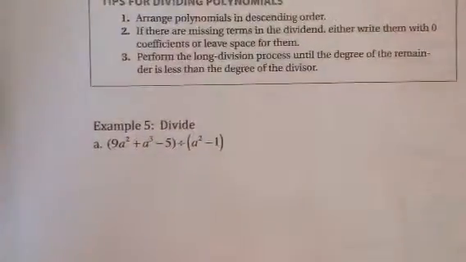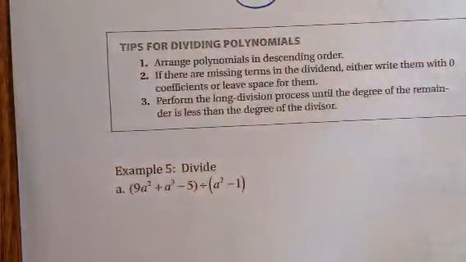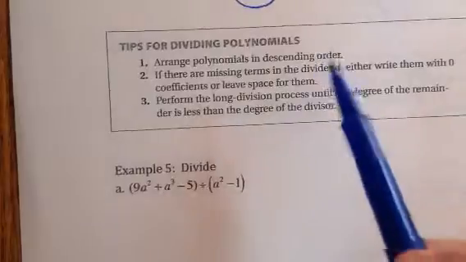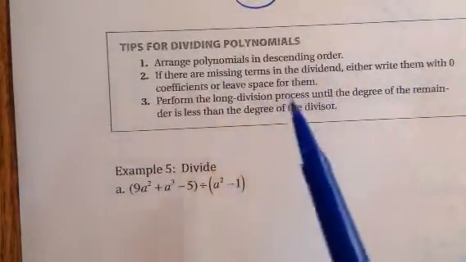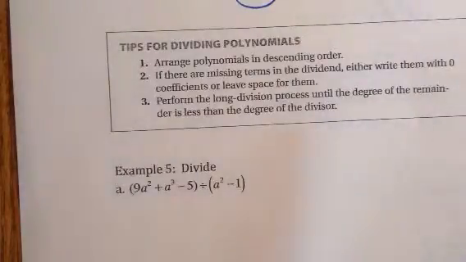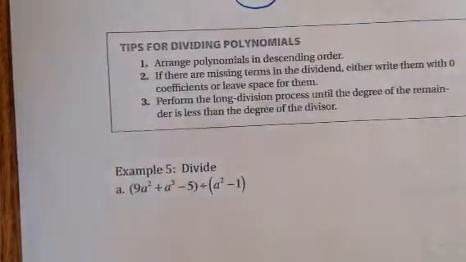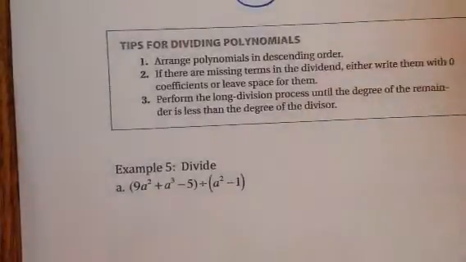So now we're going to divide again, but here are some tips. Always arrange your polynomials in descending order. If there's anything missing, write the term with a 0 for the coefficient, and then perform the long division as you go.